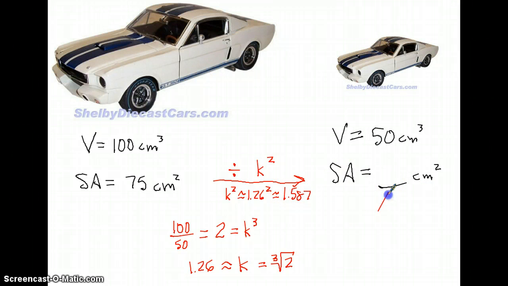So all I have to do for this number is I have to go 75 divided by k squared, 1.58. Now I'm dividing because I know I want this number to get smaller. This one better be smaller than this one. My k is a number bigger than 1. I always go big over small. That's my little trick. I go big over small, then I always know if I want the number to get smaller, I'll divide. If I want the number to get bigger, I'll multiply. I want to get smaller here, so I'm dividing.